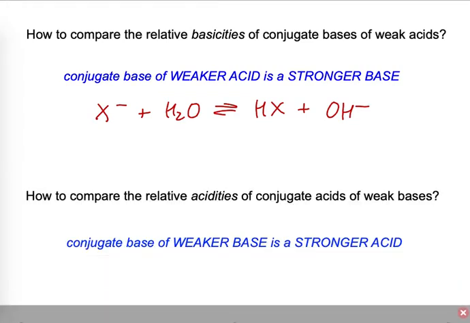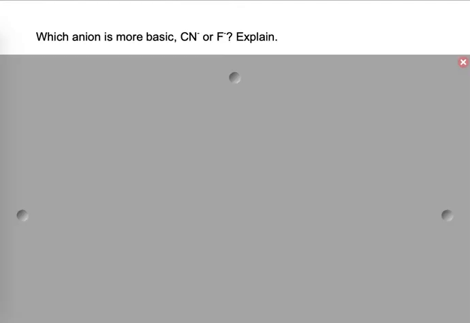How do we compare the relative acidities of the conjugate acids of weak bases? Again, the conjugate acid of a weaker base is a stronger acid. So again, if I consider the weak acid ionization of BH+, the conjugate acid of a weak base B, to form the base plus H+, okay? The weaker the base, the more the equilibrium will lie towards the products, since it has a weaker tendency to accept H+, that will increase the concentration of hydrogen ion, making it a stronger acid. So now comes the hard part.